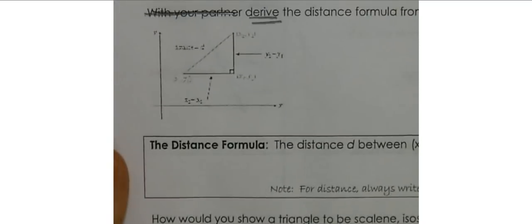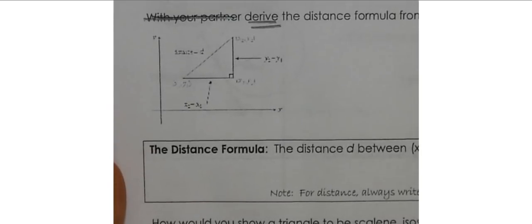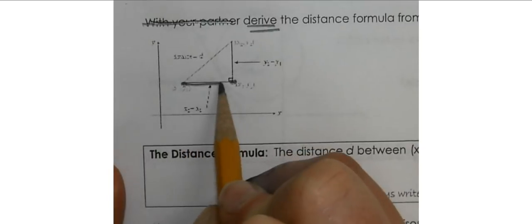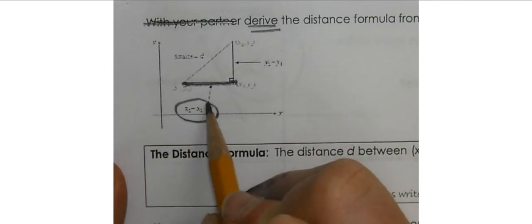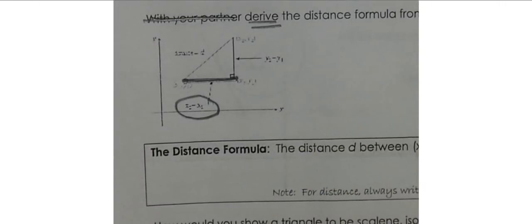And what derive means is that we use old formulas to help us come up with new formulas. So if we look at this picture, we can see that we have a right triangle. And the distance from end to end of this horizontal side down here is x2 minus x1. It's the difference between our x values.